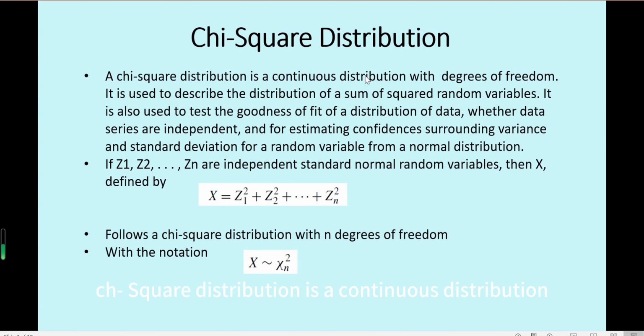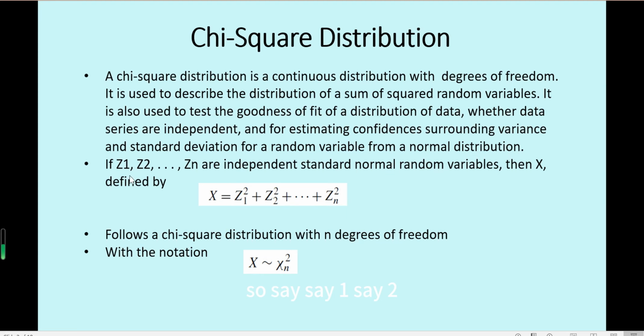So we know chi-square distribution is a continuous distribution with degrees of freedom. It is used to describe the distribution of a sum of squared random variables. It is also used to test the goodness of fit of a distribution of data, whether data series are independent, and for estimating the confidence interval for the variance of a random variable.